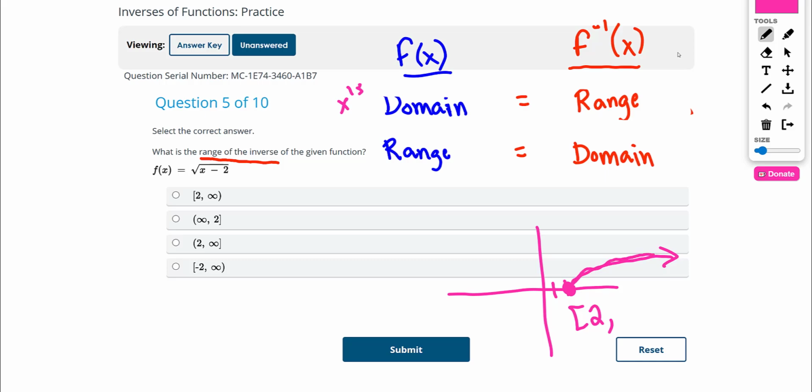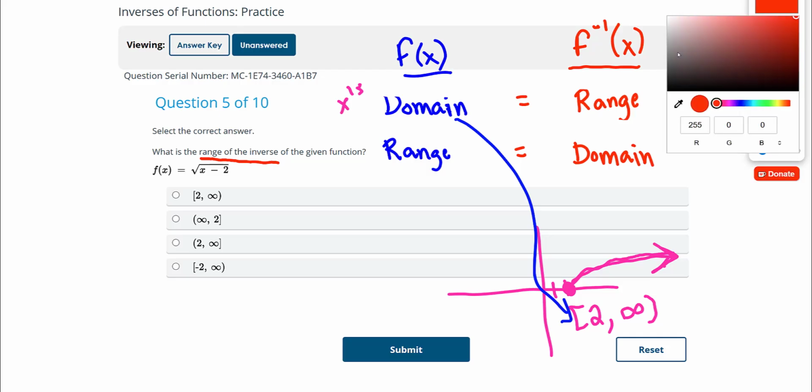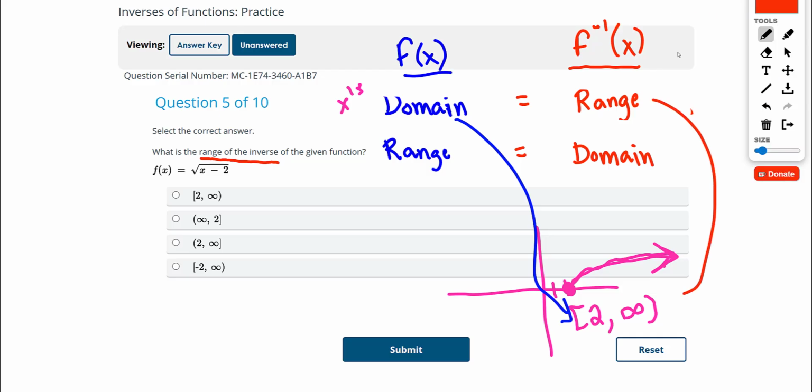And then it goes to the right forever. So the x values never stop going. They get bigger forever and ever. So it goes all the way to infinity. You can never equal infinity, so that's why we'll put a parenthesis around infinity. So this is the domain of the original function. But more importantly, in terms of this problem, it's the range of the inverse symbol, or of the inverse function. So here's my answer.